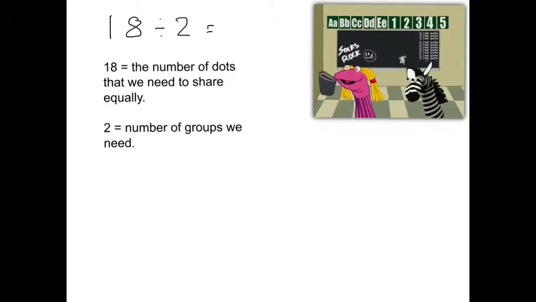18 is the number we are dividing from, and it's also the number of dots that we need to share equally between the two groups. A bit like this.